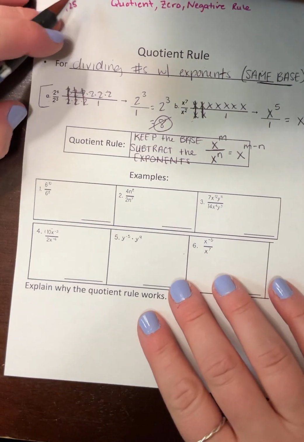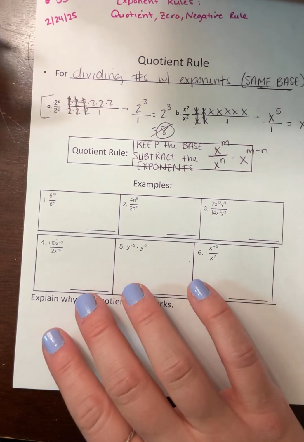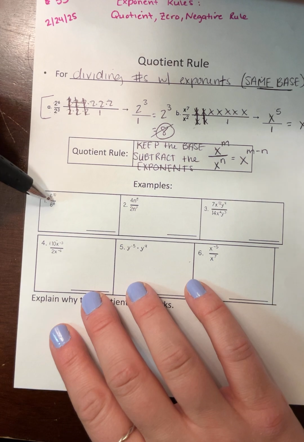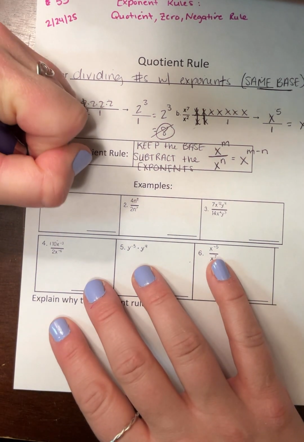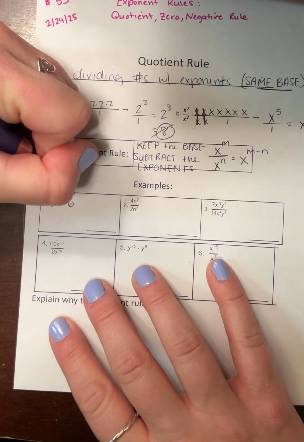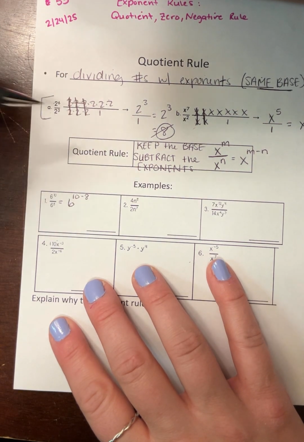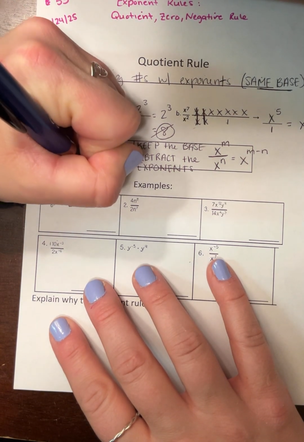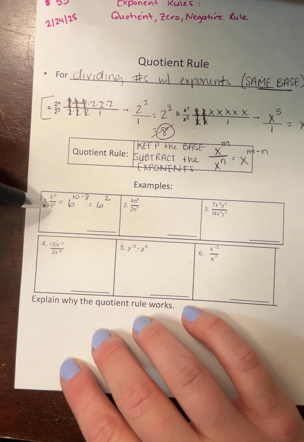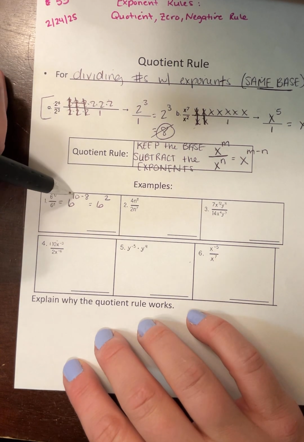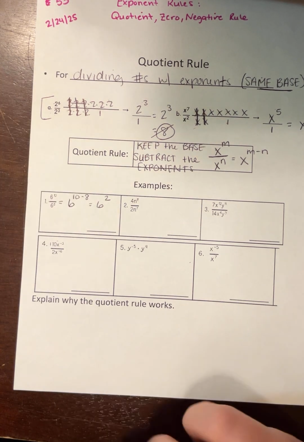All right, so hopefully you've paused the video. Hopefully you've looked at number 1. I'm assuming that's an 8. I think that's supposed to be an 8. So we're going to assume that it is. We're going to keep that base. We're going to subtract those exponents. And that would be 6 to the 2nd power, right? 6 to the 10th divided by 6 to the 8th would be subtract those exponents, 6 to the 2nd.